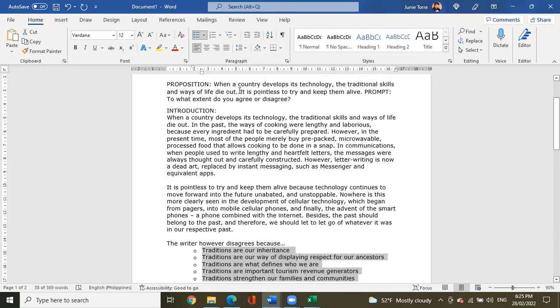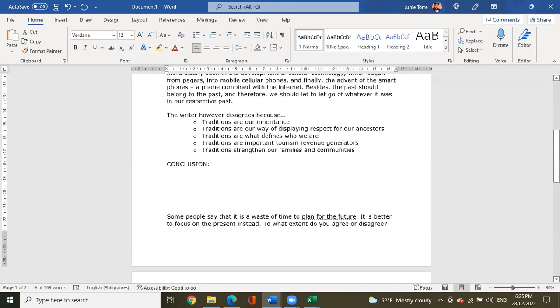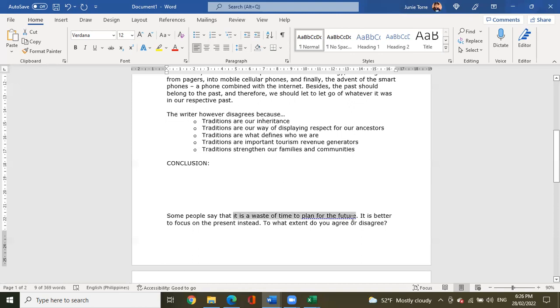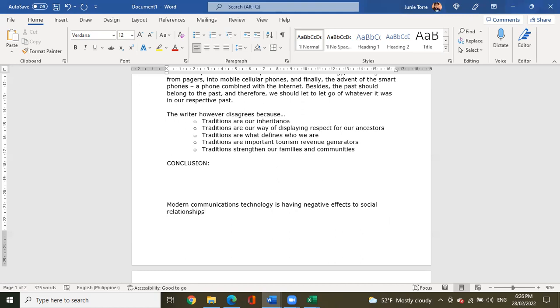So, again, watch out for negative statements. Like this one, it is a waste of time to plan for the future. That's a negative statement. You should expound, expand, explain, and elaborate on that negative statement. Sino pa bang like essay number 2? Ano ba yung essay number 2 out of the 20? Modern communications technology is having negative effects to social relationships. Again, that is a negative statement. To what extent do you agree or disagree?